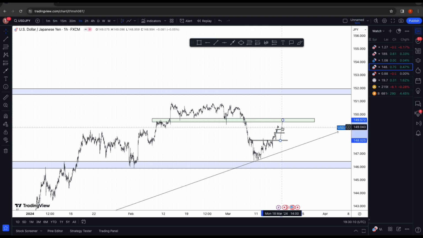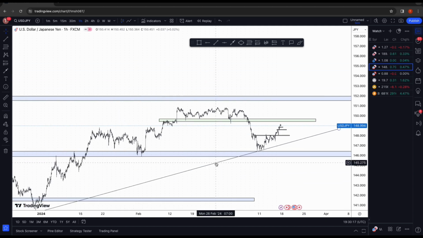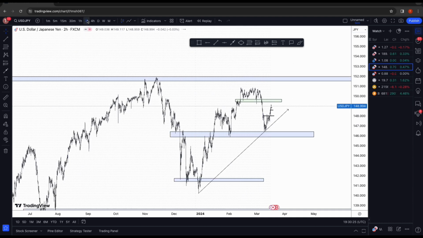Sometimes it's good to look smaller and also on the larger time frames. I call it putting your head in the horse's arsehole. You need to pull your head out of that arsehole and look at the horse as a whole.